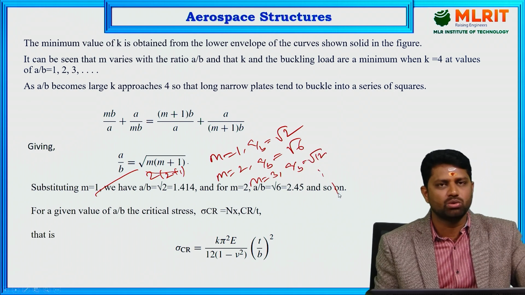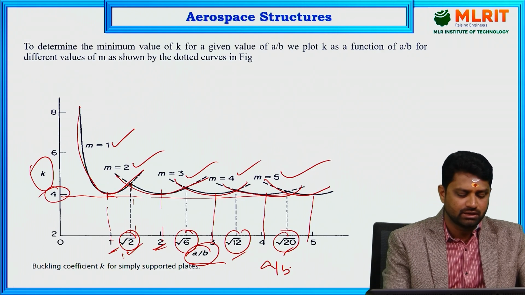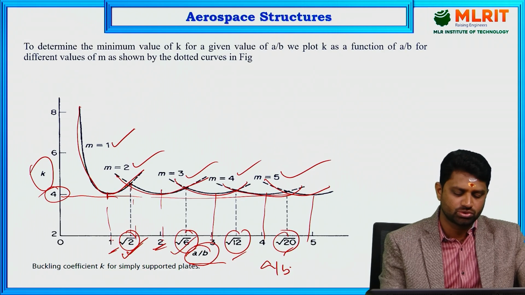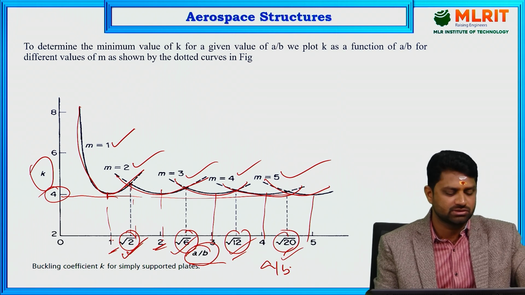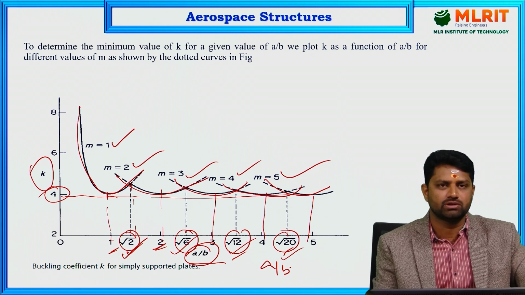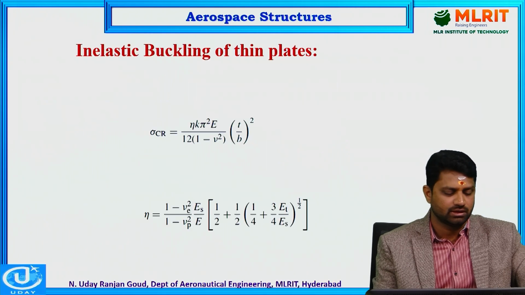So these are the lower envelopes that we have seen in the diagram here, where the A by B ratio is root 2, root 6, root 12, root 20, and so on. So it depends on the substitution of M equals 1, 2, 3 and so on for the A by B ratio, and that is how we got these values.